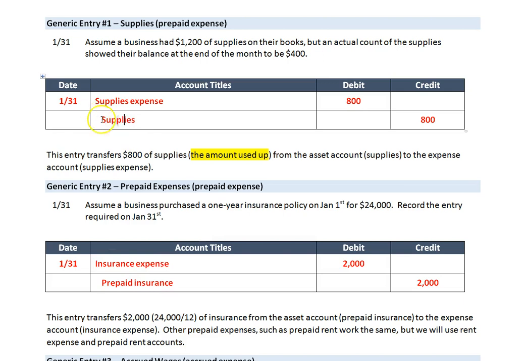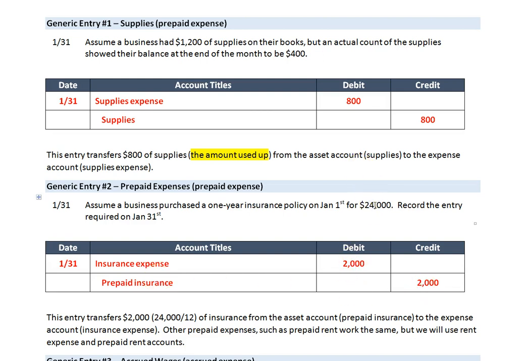But very similar. Here we took it out of supplies. It hit supplies expense. Here we're taking out of prepaid insurance, the asset account, and we're hitting insurance expense. But anytime you do the accrual for insurance expense, it's always for insurance, it's insurance expense, prepaid insurance. Again, we're recording the amount we've used up.